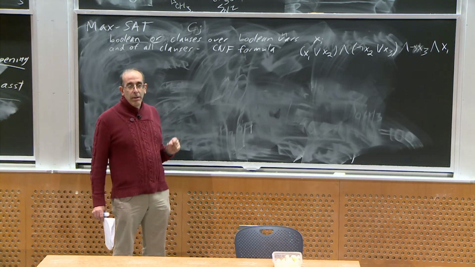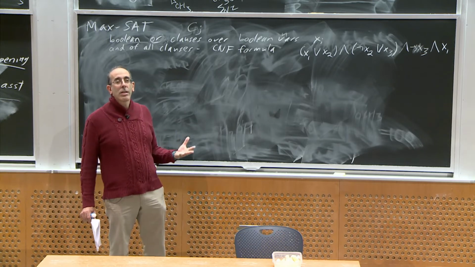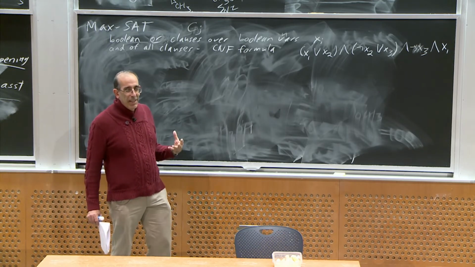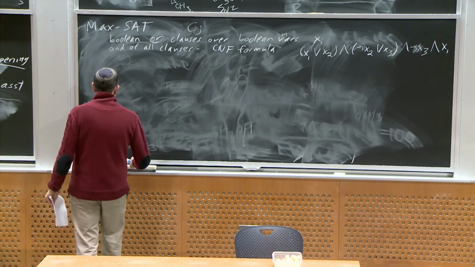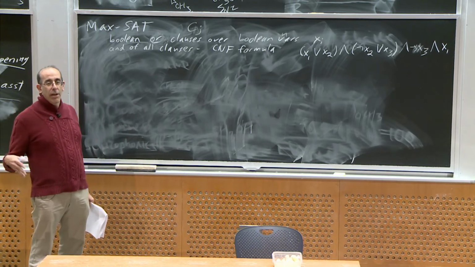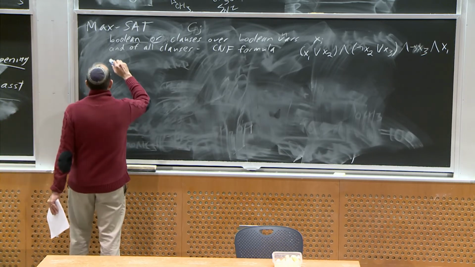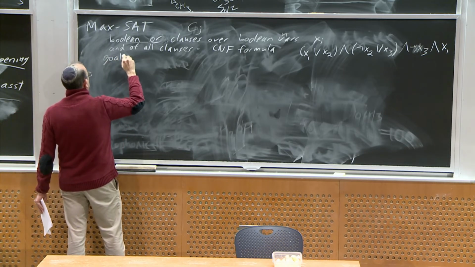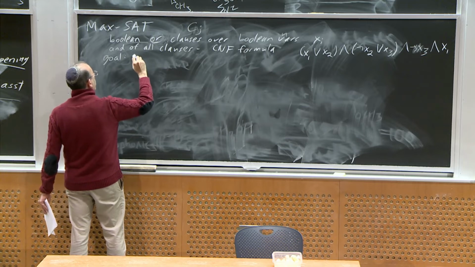Now, why am I talking about a decision problem? How can we approximate a decision problem? Well, we can't. However, in the real world, when you have a lot of constraints, it's often not possible to satisfy all of those constraints. But we can try to maximize the number of satisfied constraints.